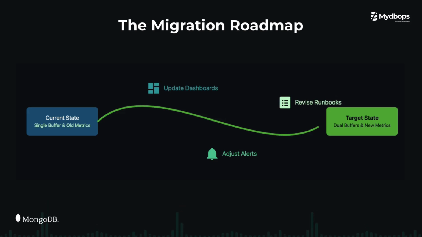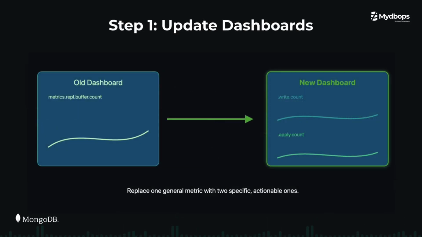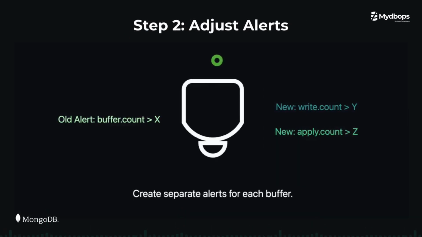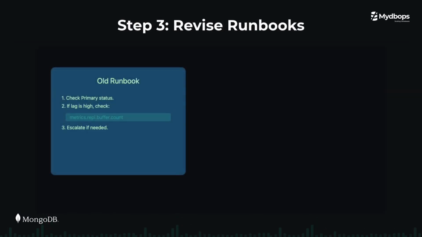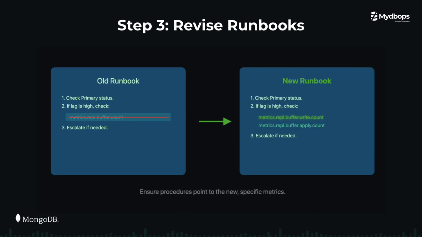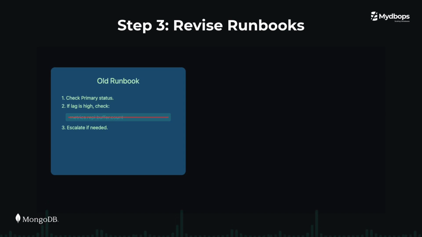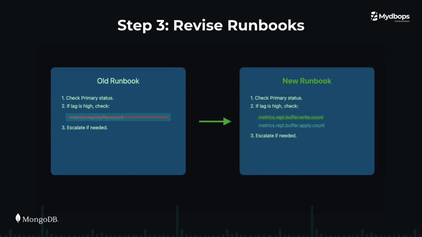They signify different things. So action item number 1 is definitely update your monitoring dashboards. You need widgets for both write and apply buffer metrics. And you absolutely need to adjust your alert thresholds. What was bad for the old combined buffer might be normal for one part and critical for another now. Right. Need to establish new baselines. Exactly. And then think about your runbooks, you know, those step-by-step guides for handling issues. Any procedures that mention checking metrics.repl.buffer.count need revising. They need to point to the new metrics and guide the team on how to interpret them.